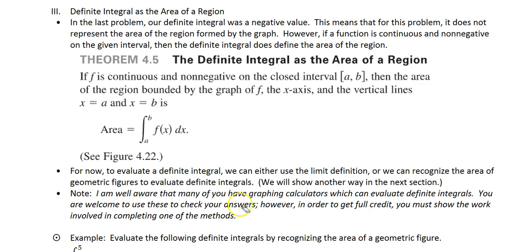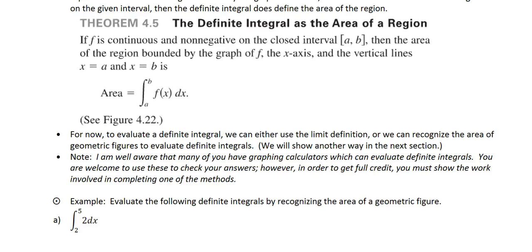So I am well aware that many of you have graphing calculators that can evaluate definite integrals, and you're welcome to use these to check your answers. But if you just say definite integral equals and then give me a long decimal number without showing any work, you are not going to get full credit for this problem. You may get 1 point at best. So do not become dependent on your graphing calculators. You have to actually be able to evaluate the integrals.